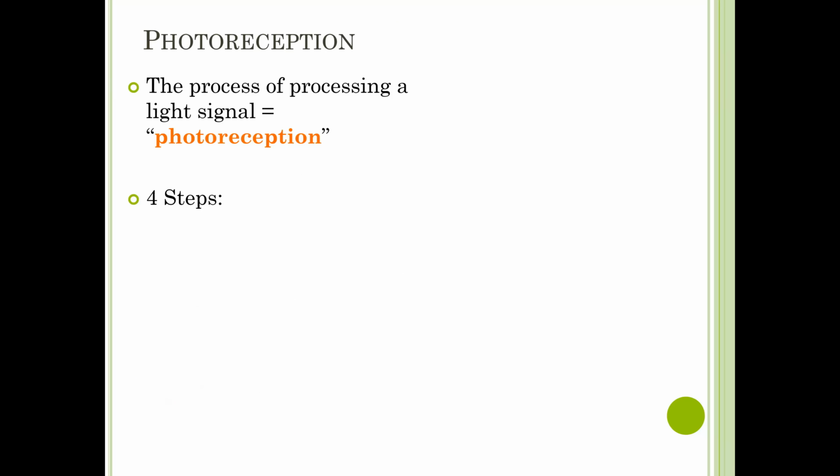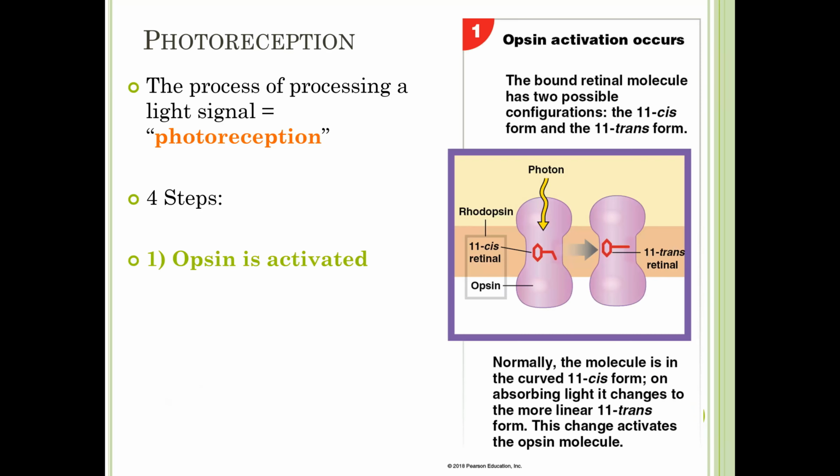Now let's look at the process of photoreception. This is the process of taking a photon of light and converting it into an electrical signal. There are 4 steps in this process. We start with the photon of light that arrives into the photoreceptor, and it's going to activate an opsin molecule.